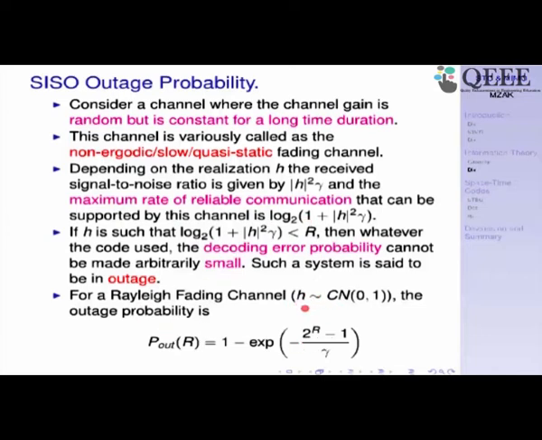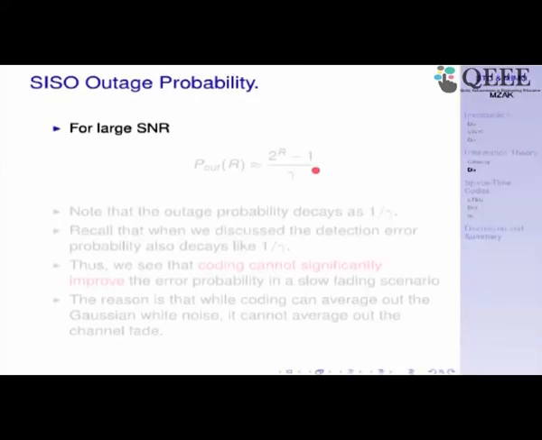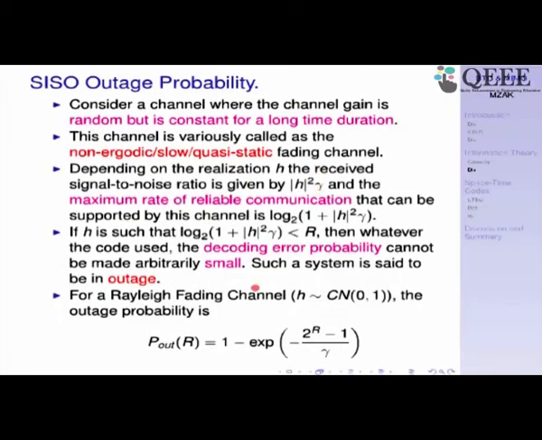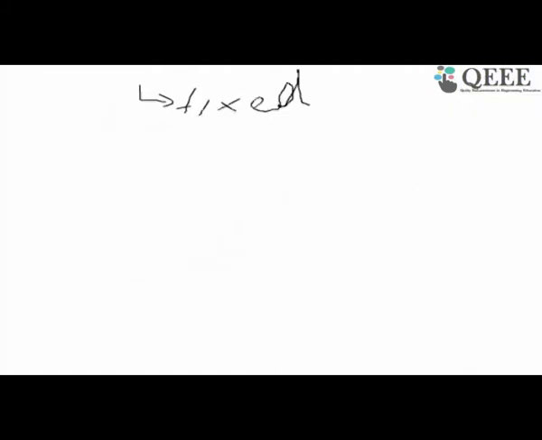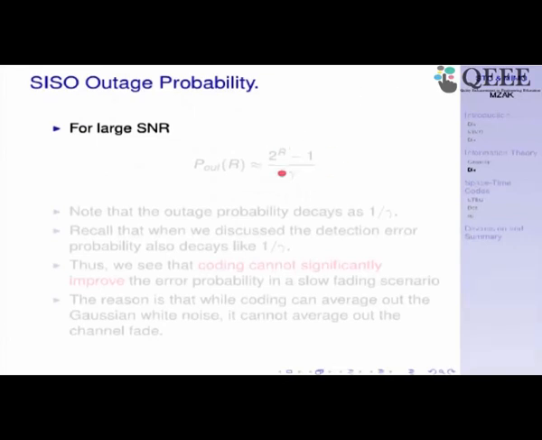Use the PDF of H given here. I have shown that H square will be exponentially distributed. Substitute, rearrange, and this is what you will get. At large SNRs, you can use the series expansion of the exponential. Then the 1 terms cancel, and what will dominate is the first term, and this is what you will get. So at large SNR, the outage is now given by (2^R minus 1)/gamma.